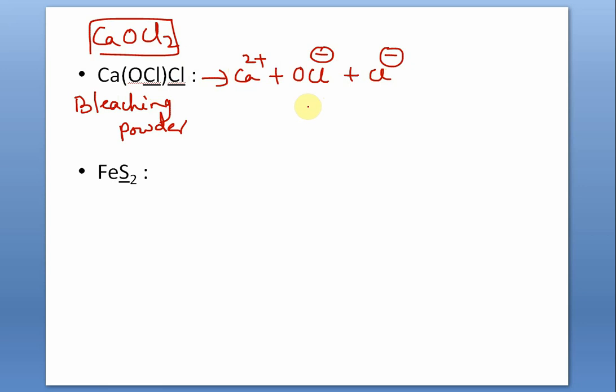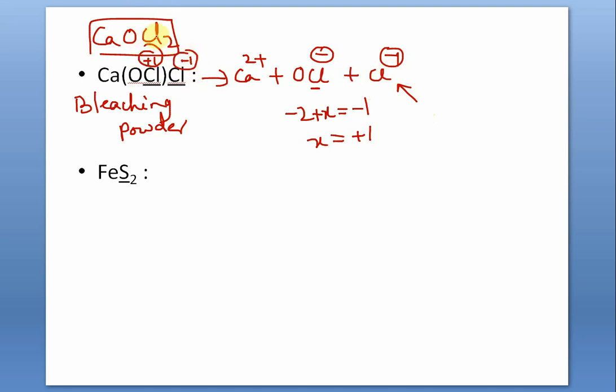You have to find out separately. One chlorine is in a hypochlorite ion. You can apply the X method. Oxygen is -2, chlorine is +X, equal to -1 because it is an ion, so X is equal to +1. So here it is +1. And chloride ion is a monoatomic ion, so its charge is -1 and hence its oxidation number is also -1.